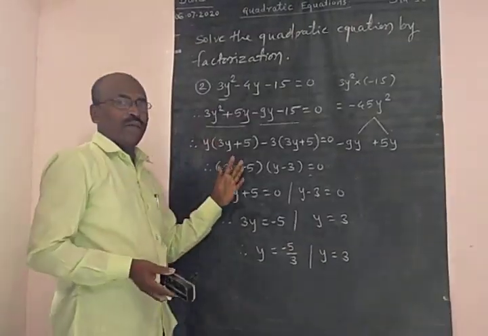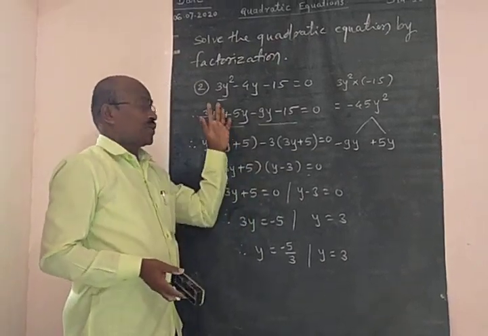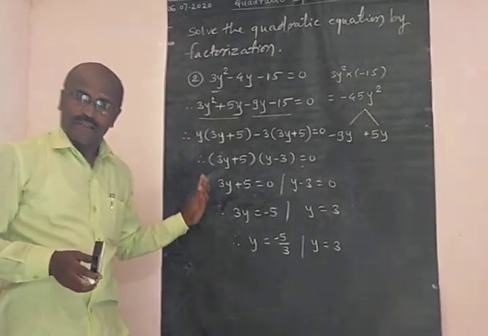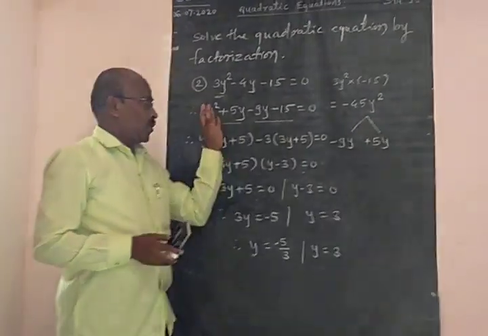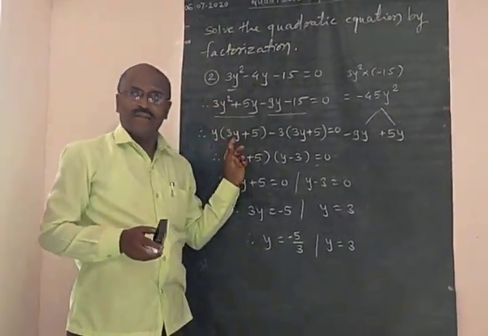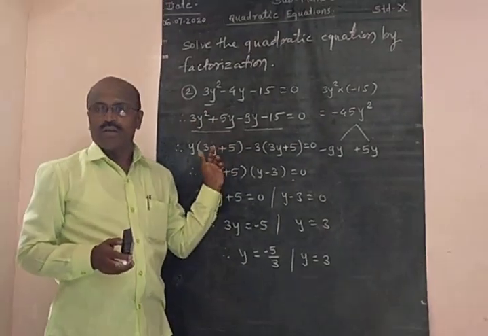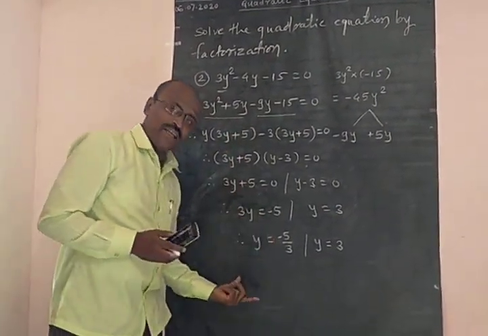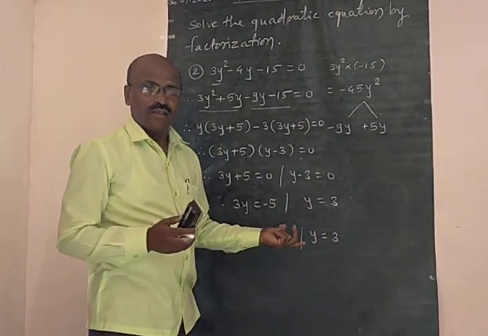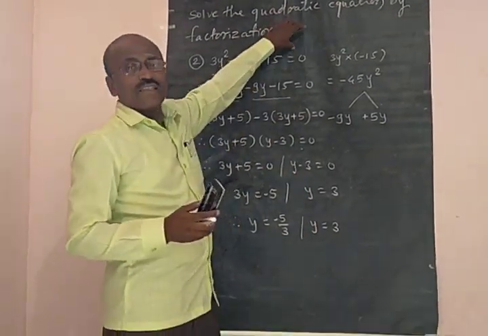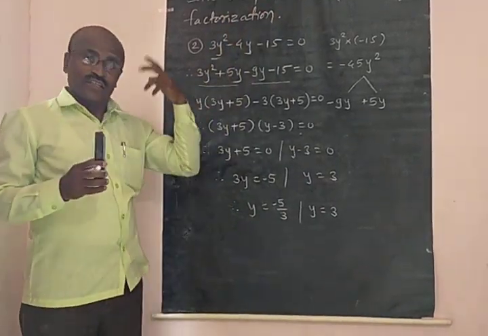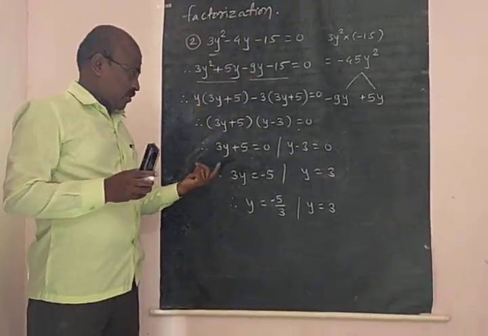So in this way we have to solve the given quadratic equation by the factorization method. I hope that all of you understand the factorization method of solving the quadratic equation. Now we will see the next one, solving the quadratic equation by the completing the square method, in the next lecture. That's all.